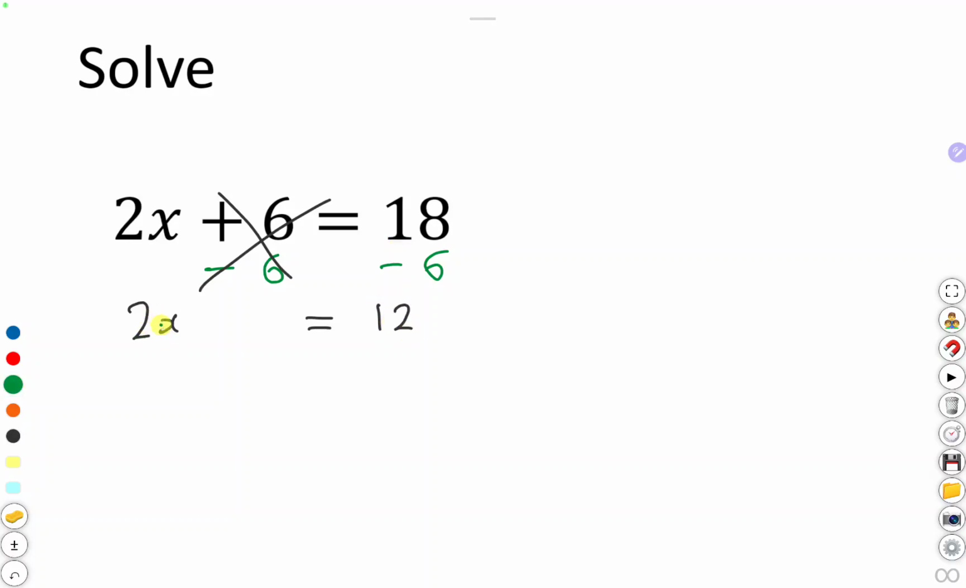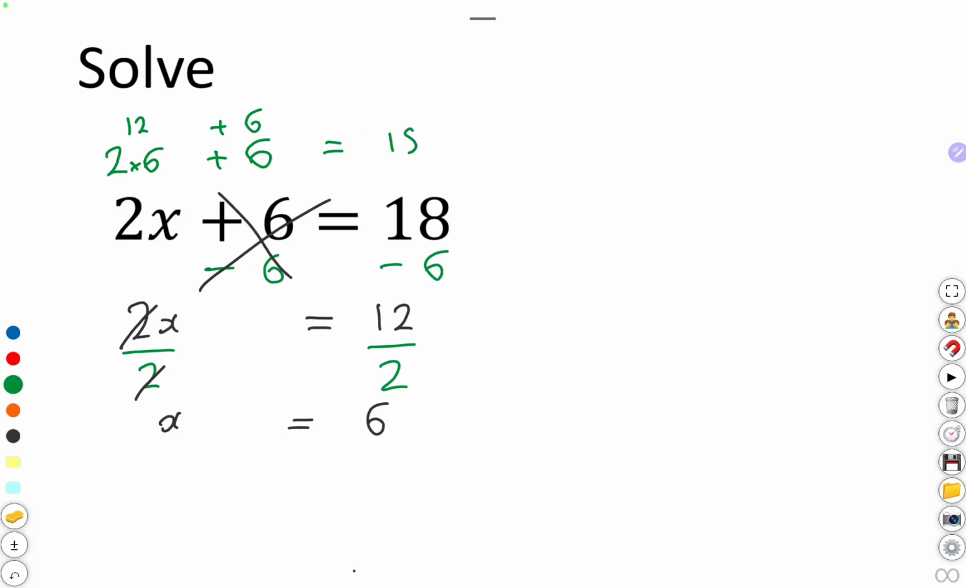And now I've got 2x equals 12, so the opposite of times by 2 is divide by 2. And then the 2's are going to cancel, so I'm left with x equals 6. Now let's check my working to prove that I'm right. So I've got 2 times by 6, plus 6. 2 times 6 is 12. 12 plus 6 does indeed equal 18, so I know that I must be correct.